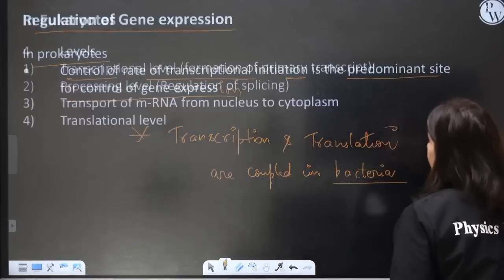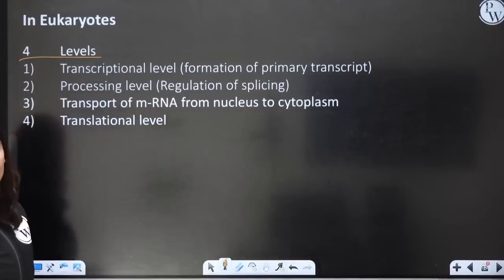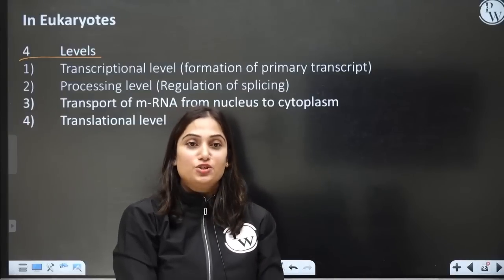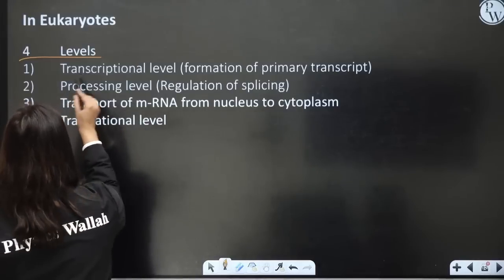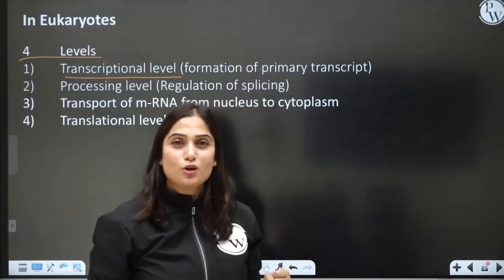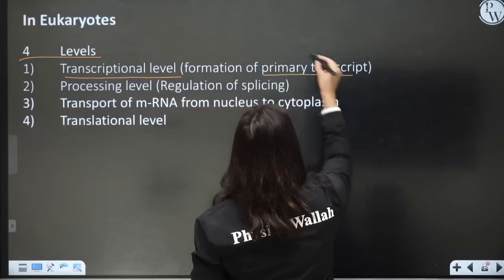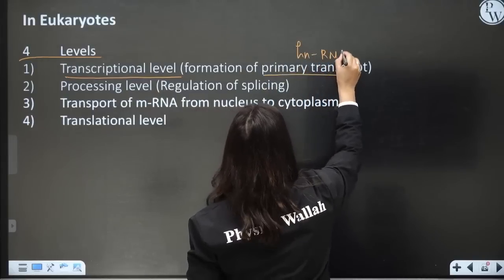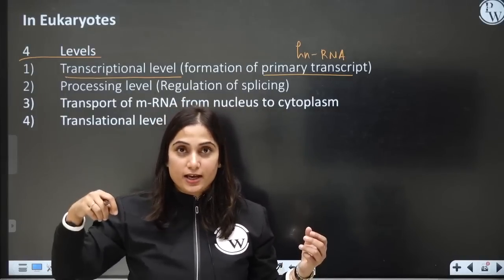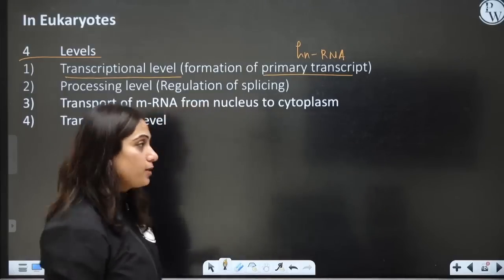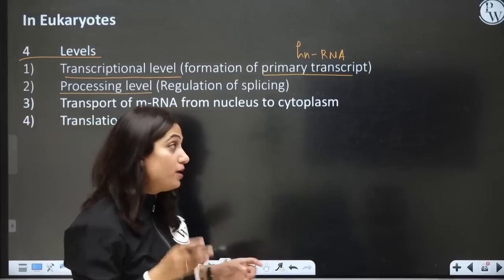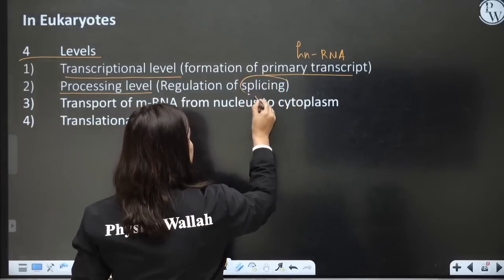But in eukaryotes, the regulation of gene expression is a bit complex, and 4 hurdles have to be crossed, and then finally the gene will be expressed. Those 4 levels: the first is the transcriptional level. That means the first hurdle to be crossed is the formation of hnRNA, the primary transcript. hnRNA is formed, but hnRNA needs processing, because on hnRNA you cannot go for translation directly. So the second step is the processing of this hnRNA, that is PTM. And the major important step of the PTM is splicing.